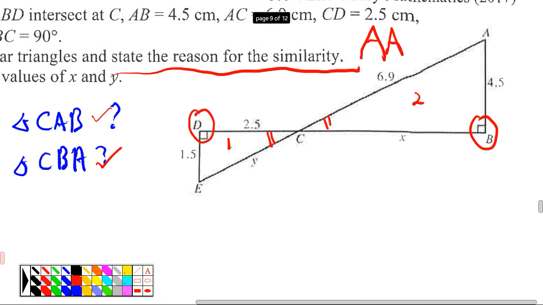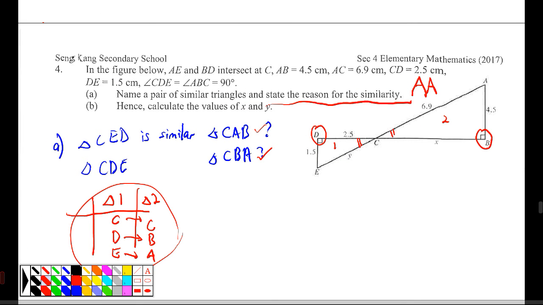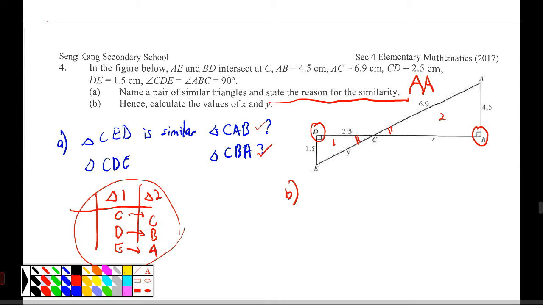Next, what's the value of x and y? X is 2.9 something. No, why? You can use Pythagoras theorem. Y cannot, must use the ratio. Yes, must use ratio.